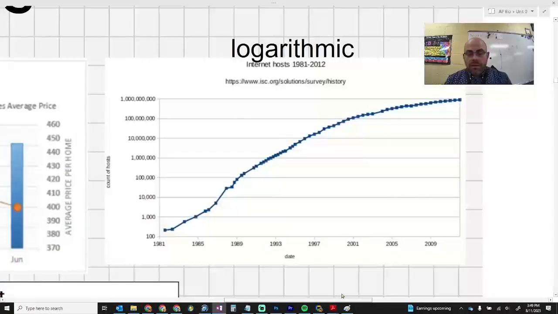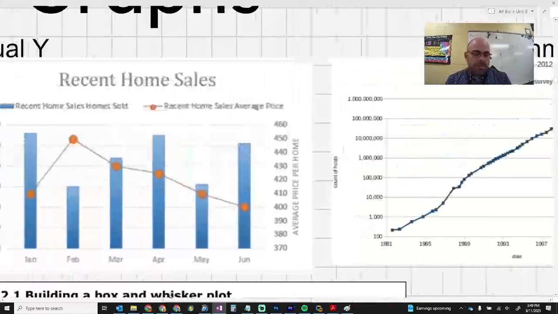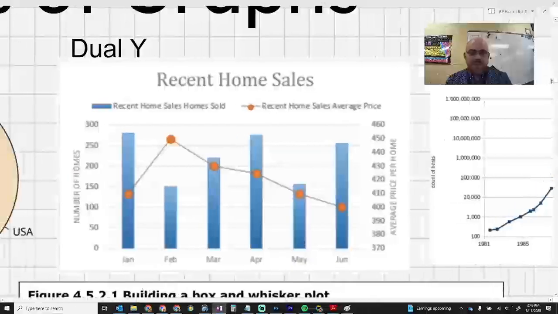A logarithmic graph, notice the y-axis here goes up in factors of 10. This is an exponential type curve, but the logarithmic graph allows it to be viewed in a more linear way. All right. No real details here for our purposes. For most purposes, it's just looking at the x and y and comparing those numbers. Just allows you to see it in a better way.